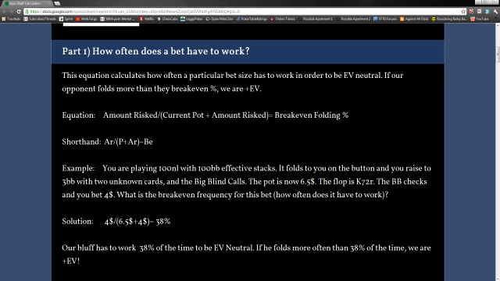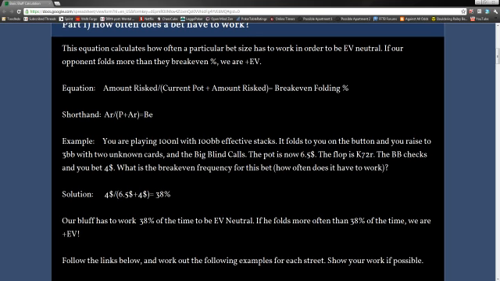There's a couple of variables that you will need to know in order to do this calculation. One is your bet size, which is the amount risked. And the other piece of information you're going to need is the current pot size. Those two should be pretty easy for you to know. So the equation that we use is the amount risked divided by the current pot plus amount risked, and that equals the break-even folding frequency for them. This is how much they need to fold in order for the bet to be neutral expected value. For shorthand, I have it written out here: AR divided by P plus AR equals break-even.